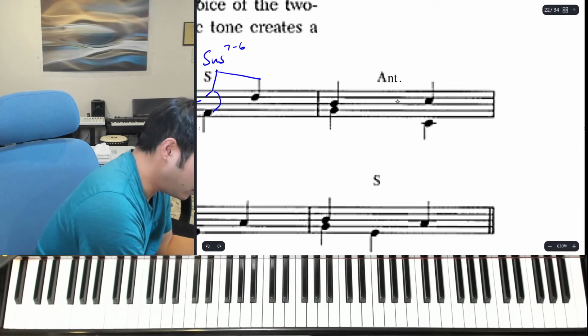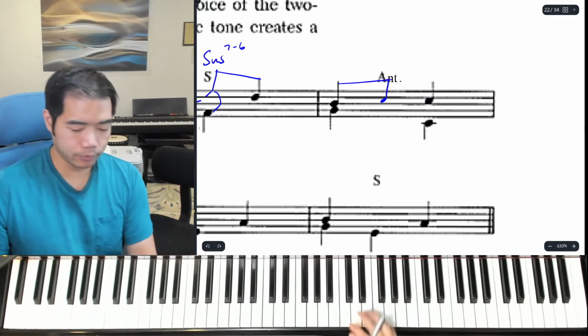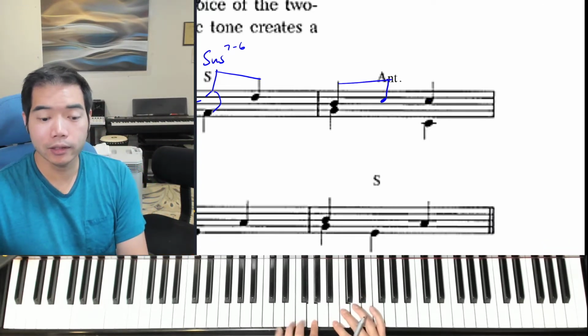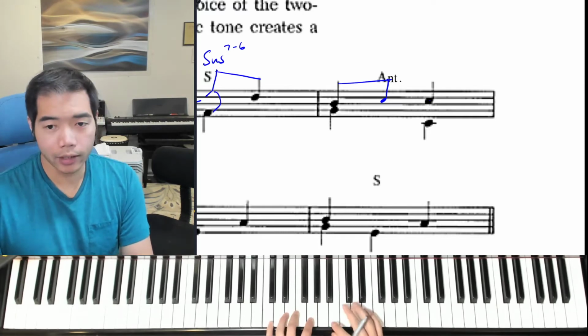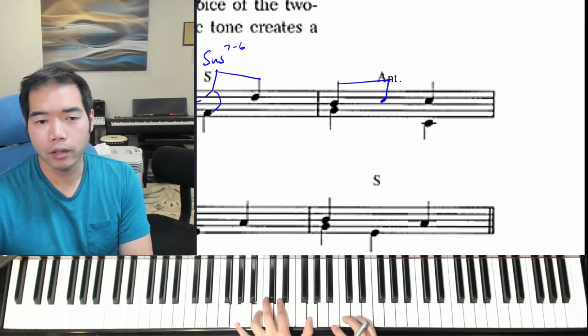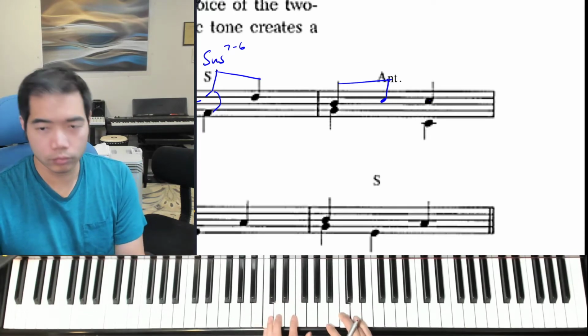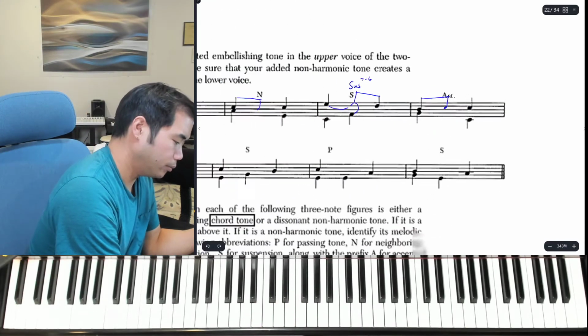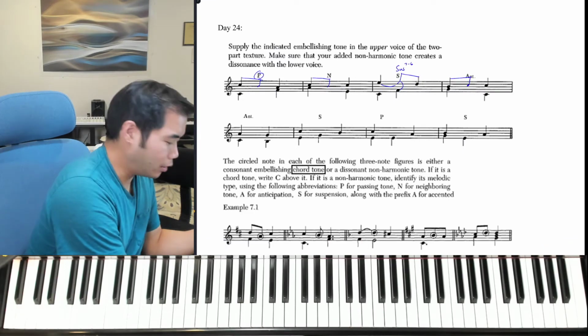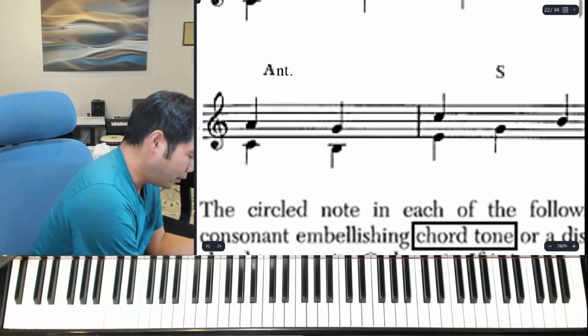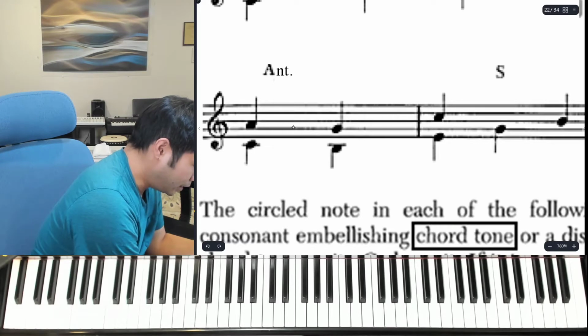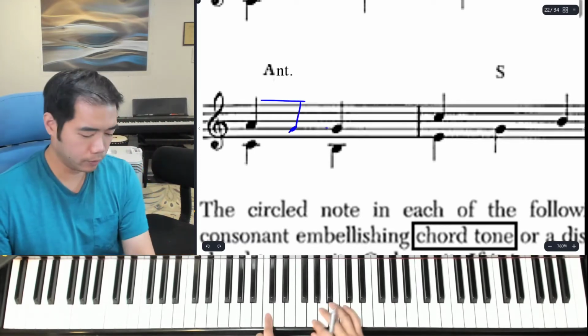Anticipation, the very next one here. We need to anticipate the C, so we're just going to go to the C one note earlier. Very simple, like that. Consonant. Okay. It's dissonant to the G major chord. That's an anticipation. Hopefully this is pretty easy to understand. Next one, same idea. Anticipate the G, so you're going to go to the G early, like this.